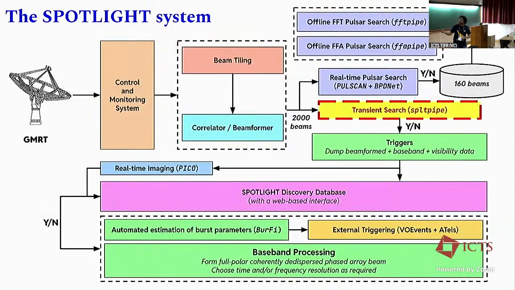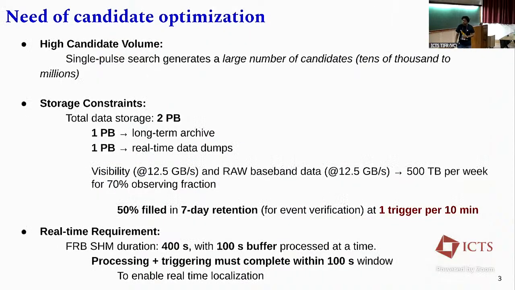So again, this is the entire pipeline, and I'll be concentrating on the transient search pipeline here. So why do we need candidate optimization? Whenever we are doing any single pulse search, you usually get thousands to millions of candidates, and we cannot possibly store, record or even analyze all those millions of single pulses. So the idea is to reduce the number of candidates as they proceed in the pipeline so that we have fewer candidates which we can look into.